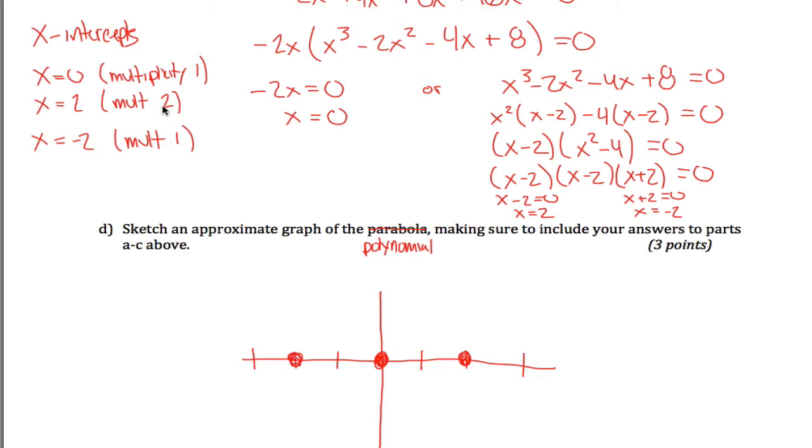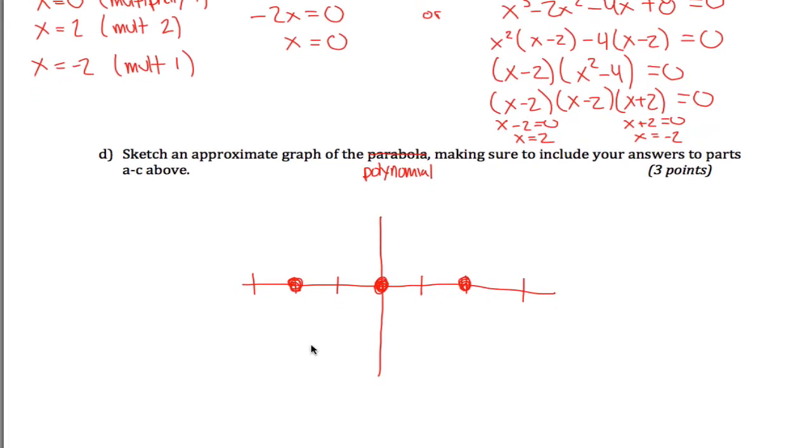And furthermore, the multiplicity on this root is even, so it's going to bounce here, but go through the graph here and here. And if you look up at part A, it says the end behavior. It's going to go down on both sides. So what this thing has got to look like is it's got to go through here, turn around, bounce off, and go down. Looks something like this.